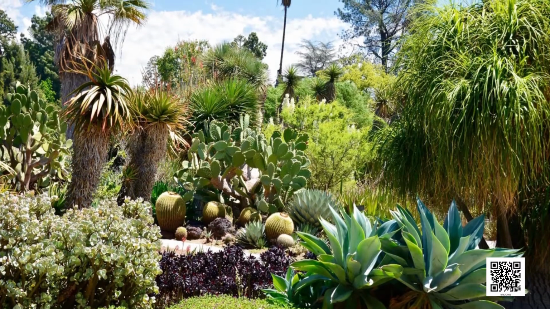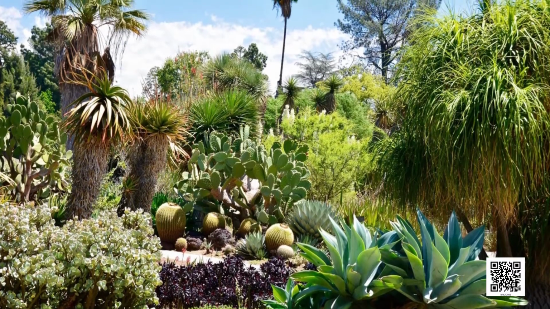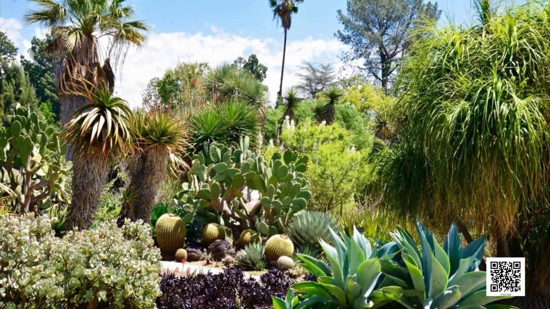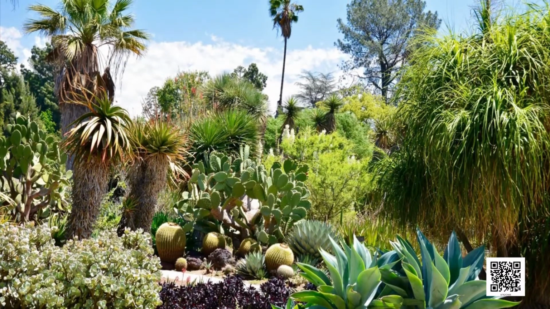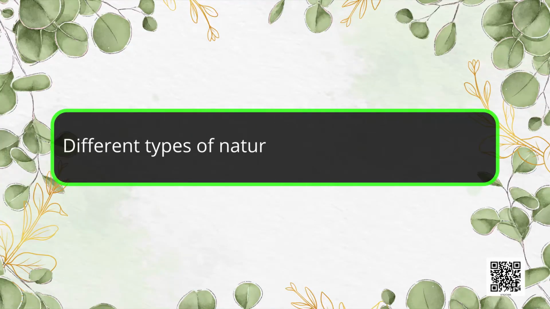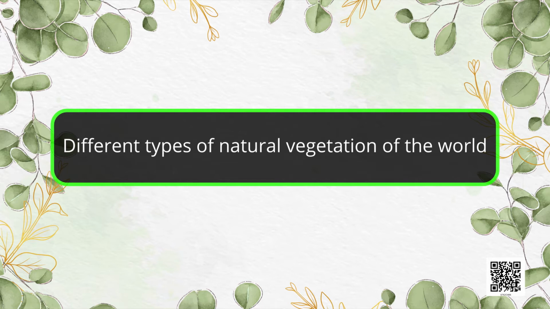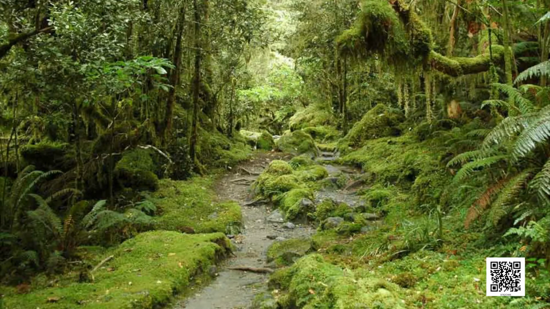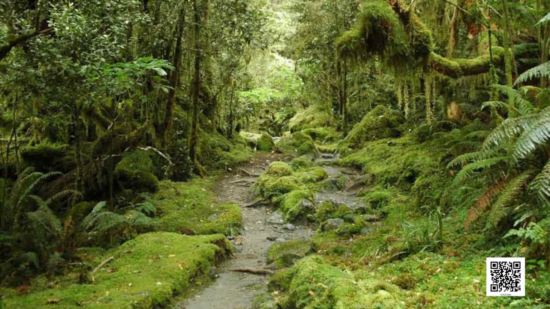So children, did you notice the changes in the type of natural vegetation occur mainly because of the changes of climatic conditions? Now let's move ahead and talk about the different types of natural vegetation of the world with their characteristic features and wildlife inhabiting there. Let's start with forests. There are different types of forests.